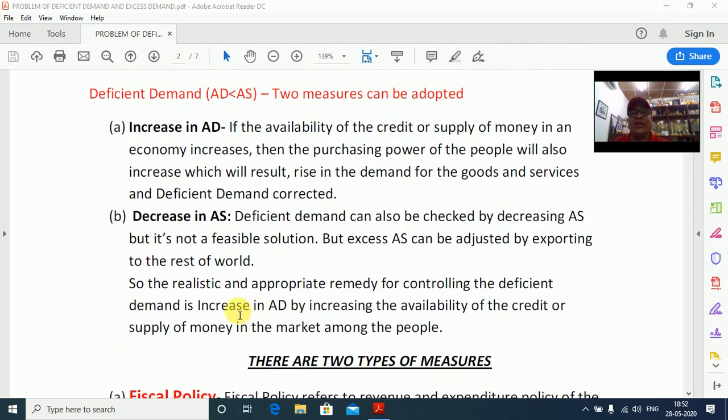So what is the possible solution? The possible solution is not to adjust the surplus of aggregate supply by exporting goods to the rest of the world. The possible solution is to increase the aggregate demand within the country. And how is it possible? You increase the purchasing power of the people. How can we push the purchasing power of the people? Make more money available to them. How? By providing easy, cheap credit through commercial banks, and there are many other ways.